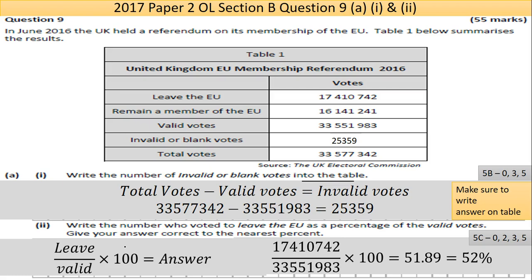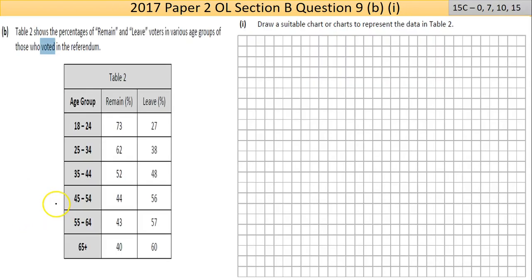So leave over valid is a smaller number over a bigger number, which is going to give you a fraction between 0 and 1. Multiply that by 100 to turn it into a percent. So I have the figures here, the 174, 10742, whatever, divided by the number for the total votes, multiplied by 100, and I got 51.89. It did say to round to the nearest percent, so the 8 here is closer to the jump, so it rounds up to 52. So that's part A, 1 and 2.